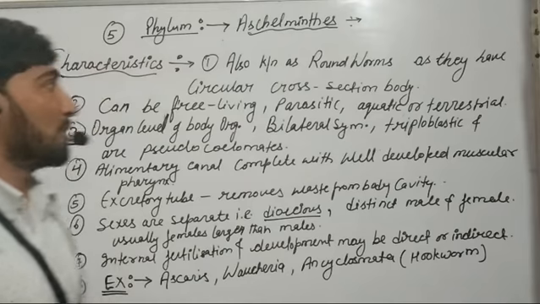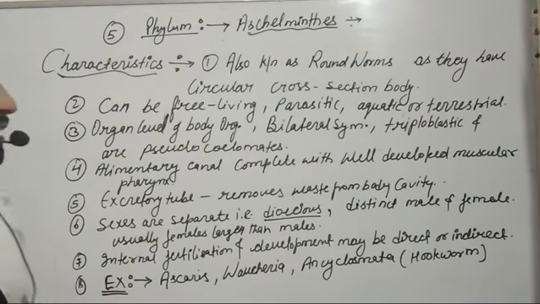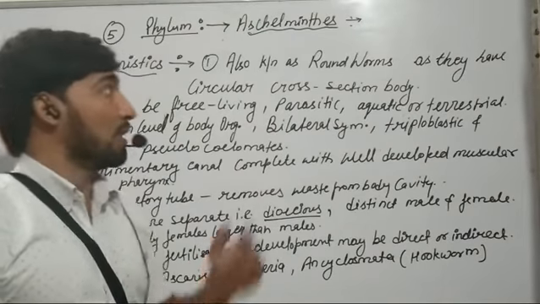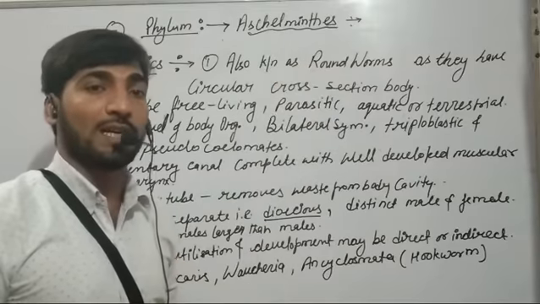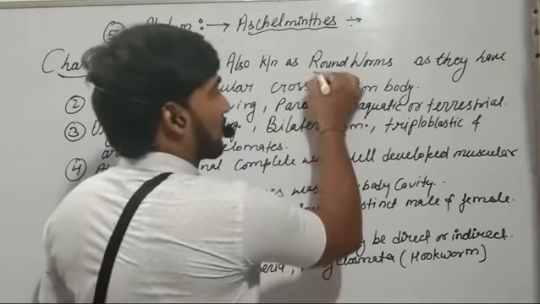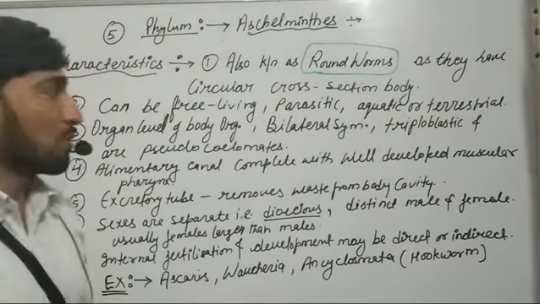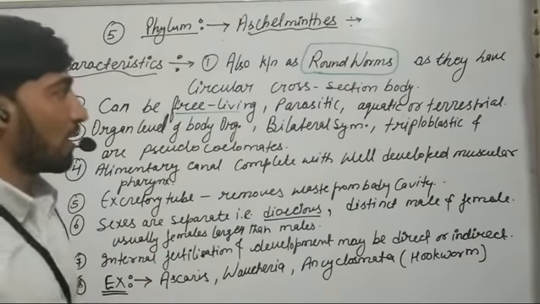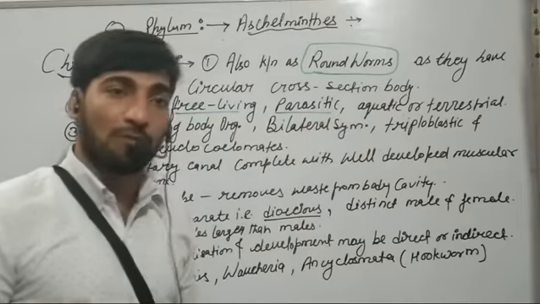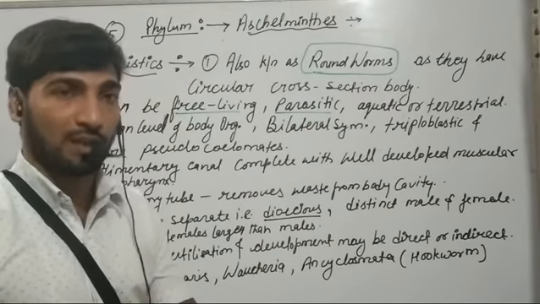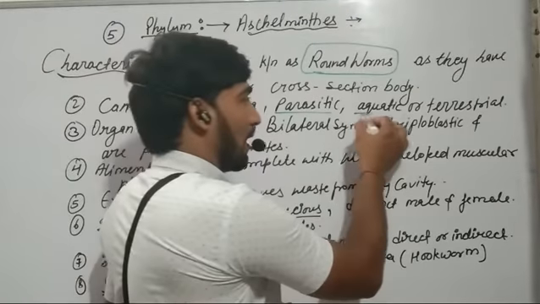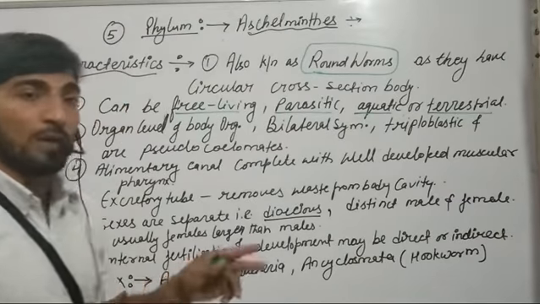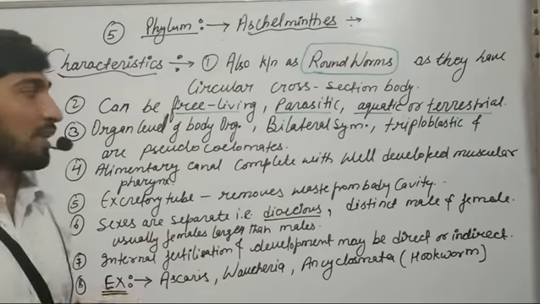So the first characteristic feature of the organisms belonging to the phylum Aschelminths is that they have a circular cross-section body, and that's why they are known as roundworms. Further, these organisms can be free living, they can be found in parasitic forms, and they can be aquatic or terrestrial in their habitat. So they can occur in water bodies, or they can also be found in soil.